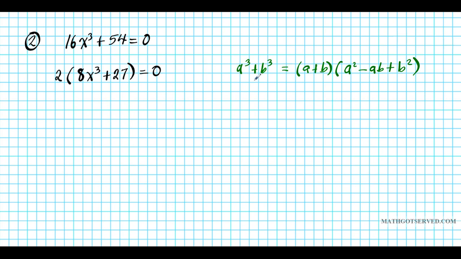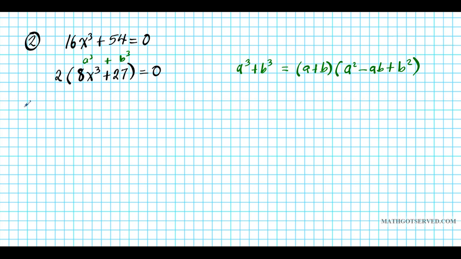Let's go ahead and apply the formula. All you have to do is find a and b, substitute them into the formula, and then simplify where applicable. 8x to the third is a cubed, and 27 is b cubed.